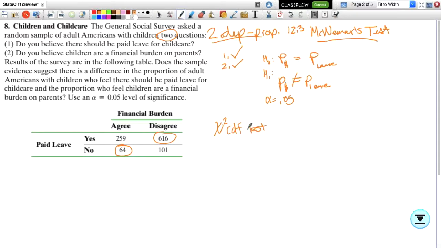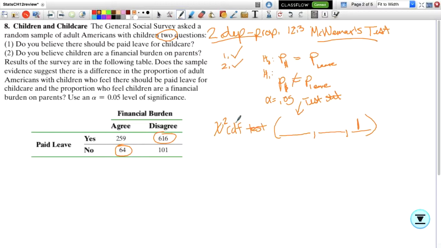Now, before we can even do our chi-squared CDF test, you need to put in your lower, your upper, and your degrees of freedom, which is always going to be 1 here. But we don't know our lower yet because that needs to be our test statistic. So to get our test statistic, we actually have to do a little bit of work.